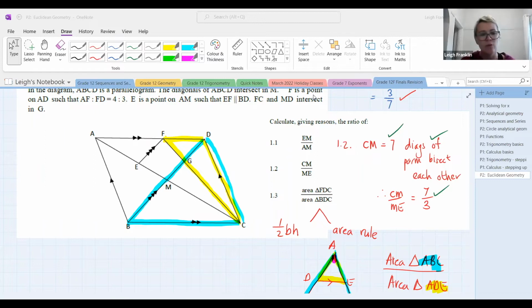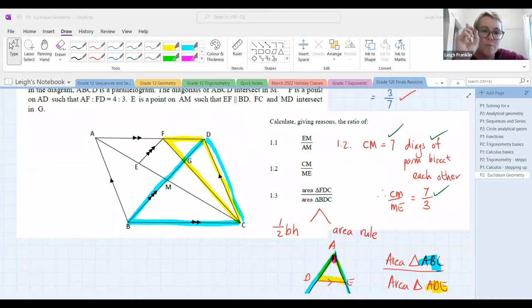So we cannot use the area rule because there is no common angle. That means it has to be half base times height. All right, does that make sense to everybody? You never saw that until now. Oh, I'm so glad that you can see that.